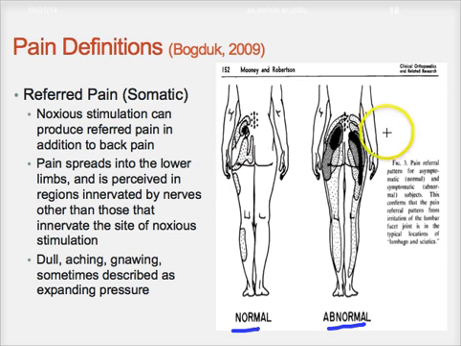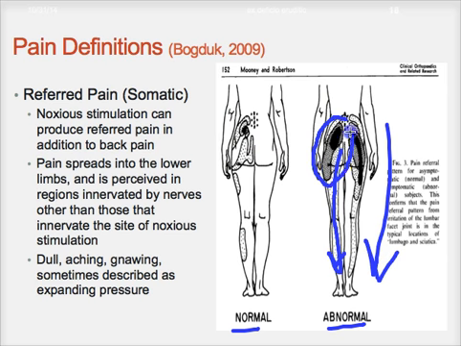You can see here the concept of peripheralization: the worse the pain is and the worse the stimulus is, the further distal you'll get the referral of these signs and symptoms. Again, look at this composite. Referred somatic pain: patients will complain of dull, aching, gnawing, expanding pressure. They'll say it's vague, and it's very difficult to outline the exact margins of where it is.